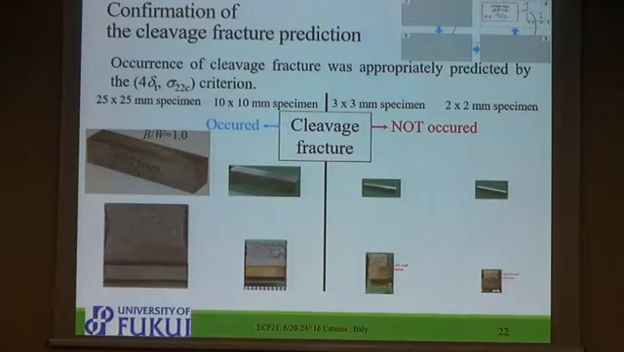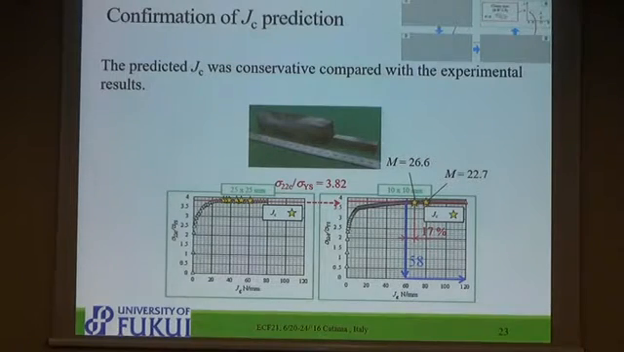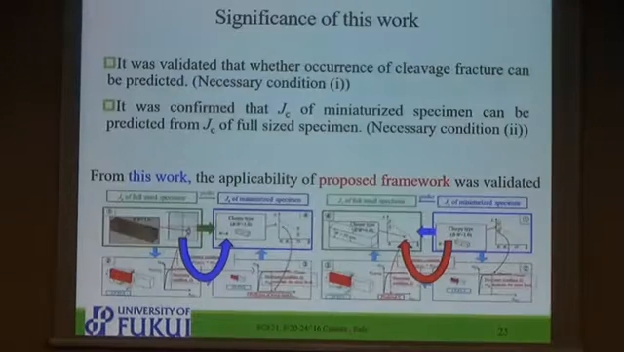Test results are summarized on this page. Whether cleavage rupture will occur or not was appropriately predicted by the 4δT σ22C criterion. And the predicted JC for the 10 square millimeter specimen was sufficiently conservative compared with the experimental results. And note that the values of M were smaller than 30.